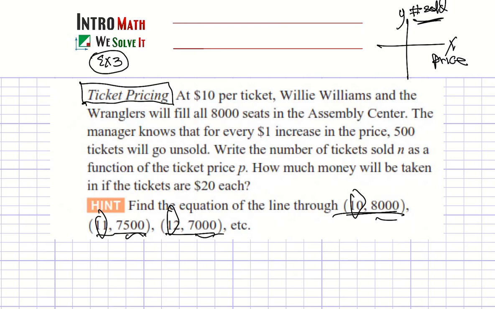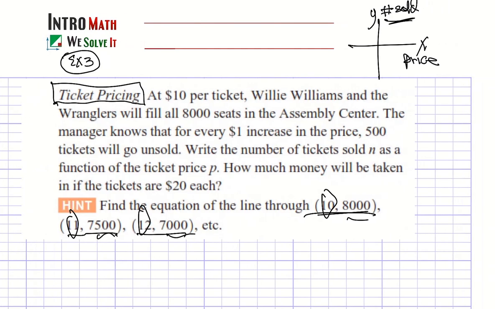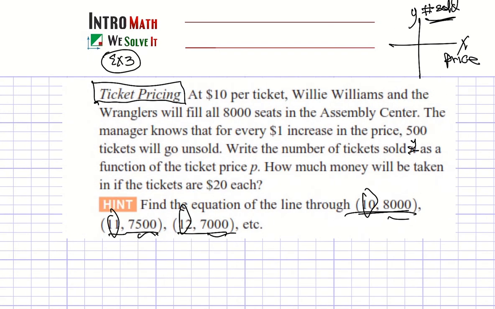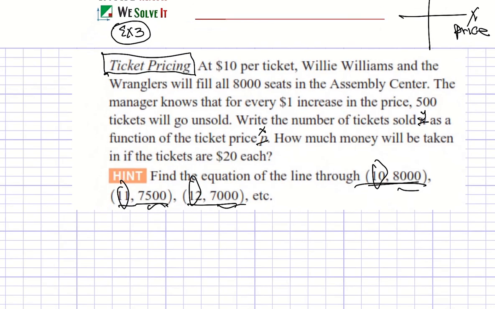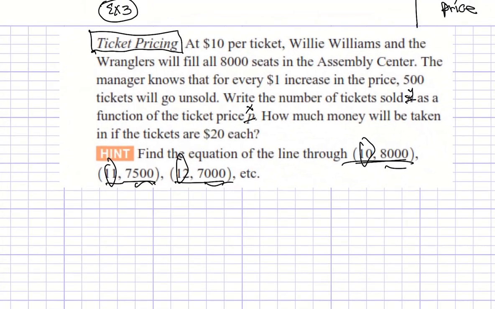So basically, write the number of tickets. You know what? I'm going to switch this. Instead of N, I'm going to use Y here. Instead of P for price, I'm going to use X. Okay. So that's how I want to do it. All right.